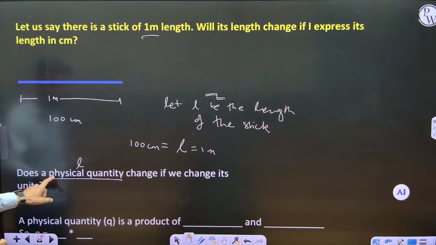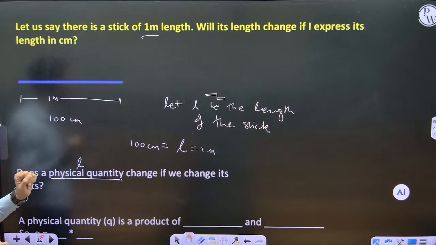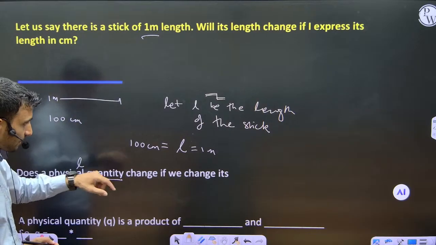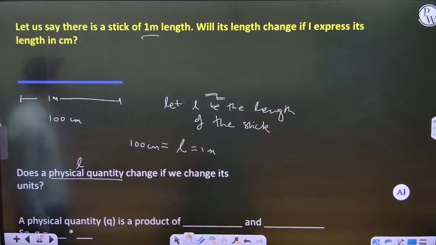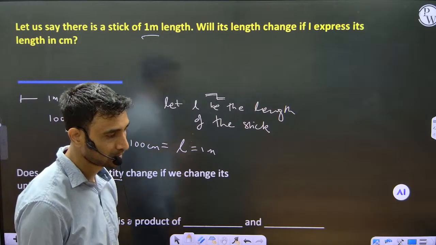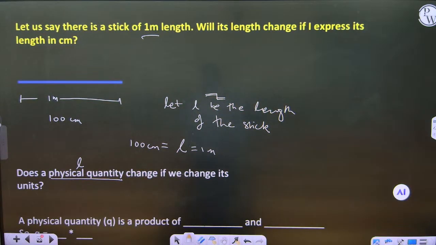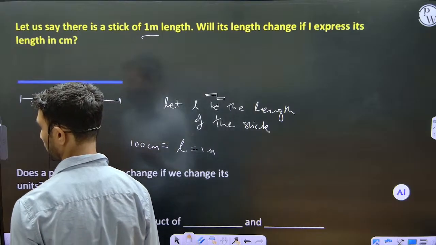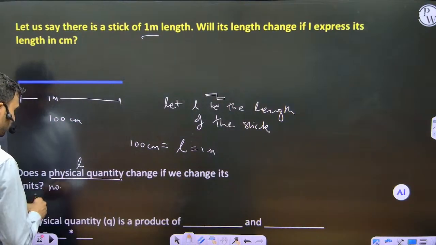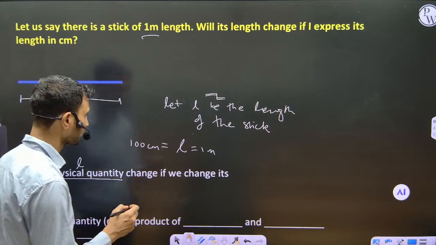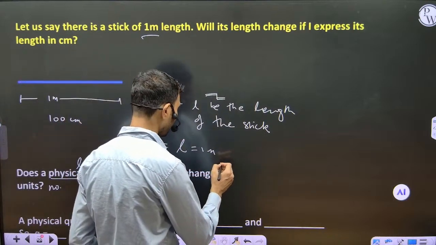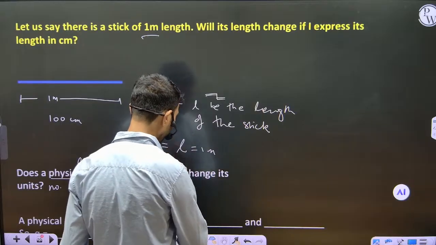L is the physical quantity, the length, right? So the question is, does the physical quantity, which is L, the length of the rod or the stick, change if we change its units? Does the length of the rod change if I change the unit? The answer is no, it doesn't change. So L remains the same.